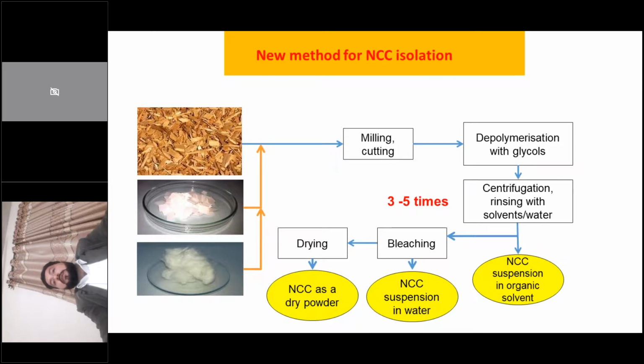then it is centrifuged and rinsed with solvents or water, whatever is applicable, to get either a nanocellulose suspension in organic solvent, or, by bleaching with water, a suspension of nanocellulose in water, or by drying, we can also get the nanocellulose as a dry powder. So this whole process is repeated 3 to 5 times in very sophisticated machinery or instruments, which are shown in my next slide.